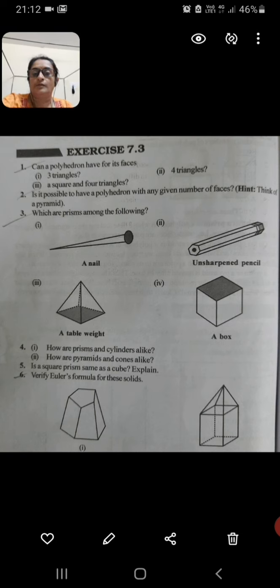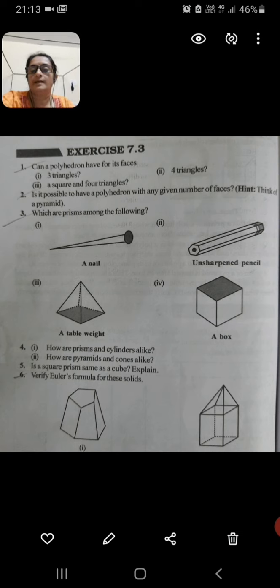The next, third question is, which are prisms among the following? So see the first picture, that is of a nail. So a nail doesn't have all parallelograms here. So you can see a vertex and a circular face. Okay, so it is not called a prism. See the second figure, that has 2 hexagons and in between all the parallelograms are there. So you can call it a prism.